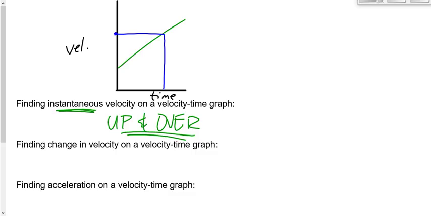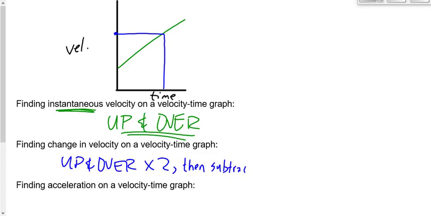Now the change in velocity on a velocity time graph. It's like finding the change in position, or the displacement, on a position time graph. Up and over twice, and then subtract them, right? So up and over like this, up and over again like this, and then subtract those two values of velocity. Change in velocity is Vf minus Vi. Up and over to find the initial velocity, up and over to find the final velocity, and then subtract the two to get the change in velocity.